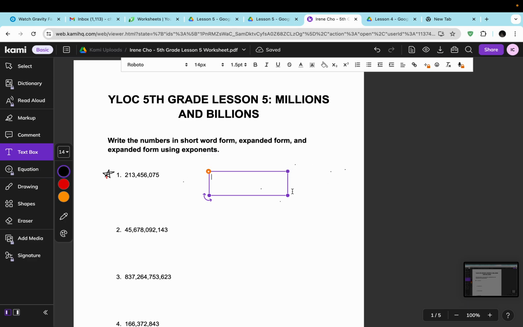This number is in the millions, so we'll start off there. It would be 213 million 456,075. Now moving on, it asks for expanded form. For expanded form, we just expand the whole number.